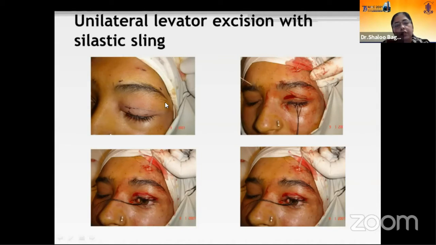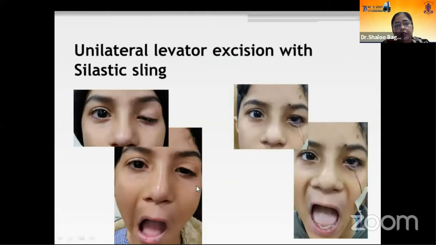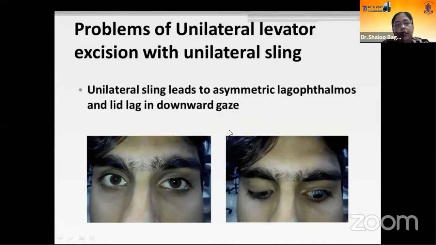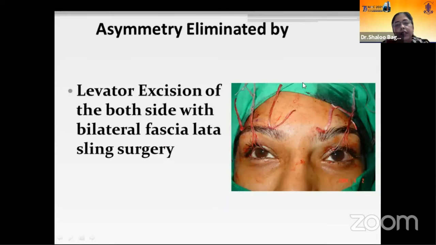This is a lady in whom unilateral surgery is being performed. We are using the pentagon technique as explained by Dr. Mukesh, and the levator excision is done through the lid crease incision. This is another child showing the elimination of the jaw winking following the levator excision. However, when unilateral surgery is performed, there is an asymmetric lagophthalmos and lid lag in downward gaze, which needs to be explained to the family beforehand. So asymmetry can only be eliminated if we are doing a levator excision of both sides with bilateral facial artery sling.